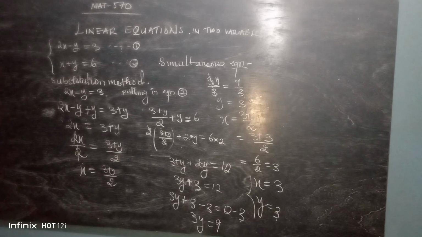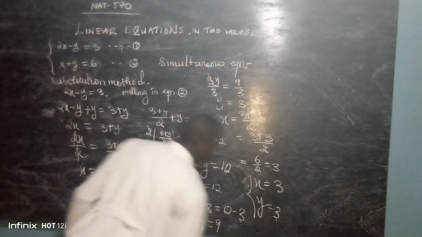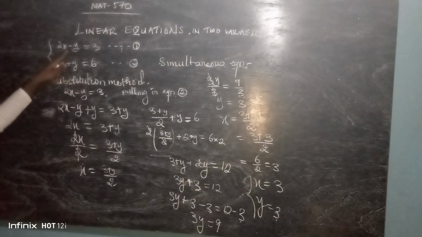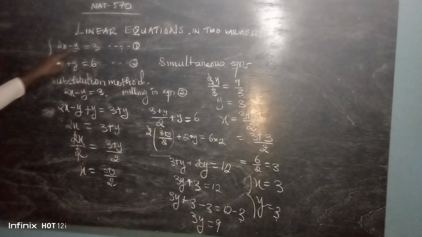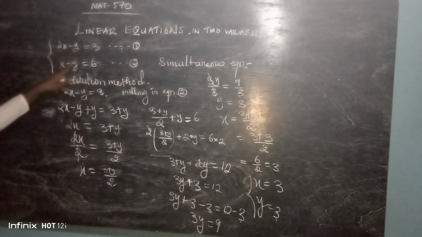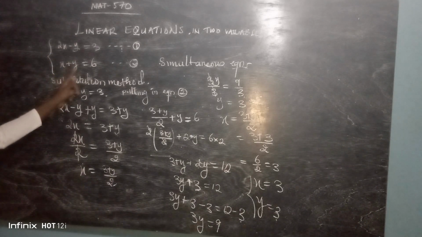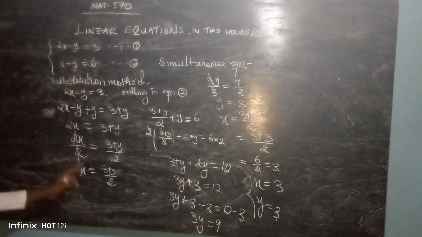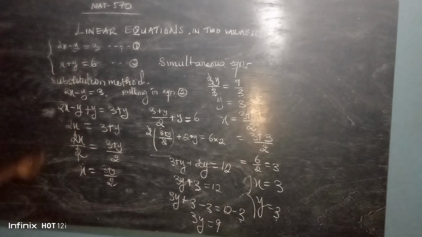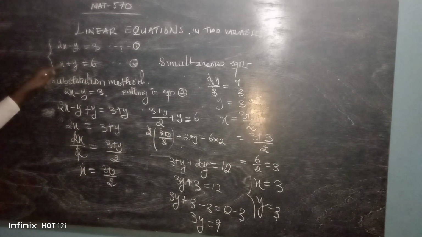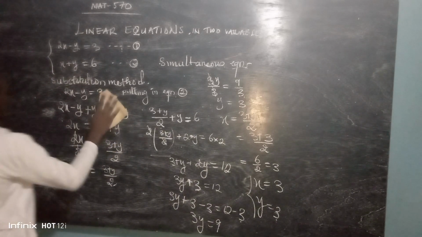So this is how you use the substitution method in solving simultaneous equations. Like I said, you can make any of the variables the subject. If I make y the subject here, I'll copy the value of y and put it in equation 2. Whenever you make a variable the subject, copy that value and replace it in the second equation. For instance, let me demonstrate with an example.